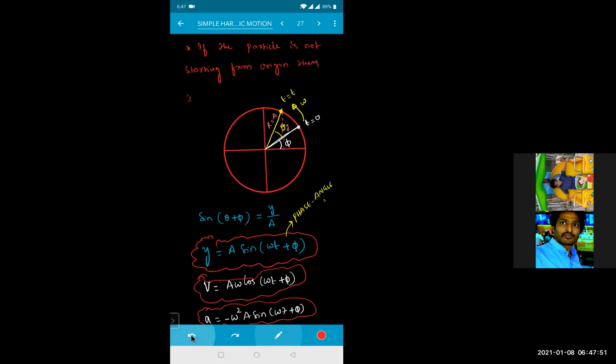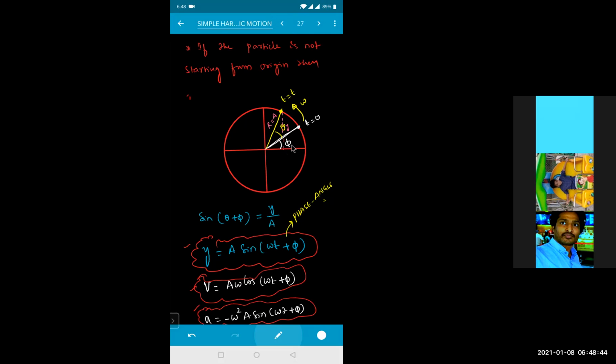If the particle is not starting from origin, what is the displacement, what is the velocity, and what is the acceleration? This omega t plus phi is known as the phase angle. Now let us talk about your phase in detail. What do you mean by phase?